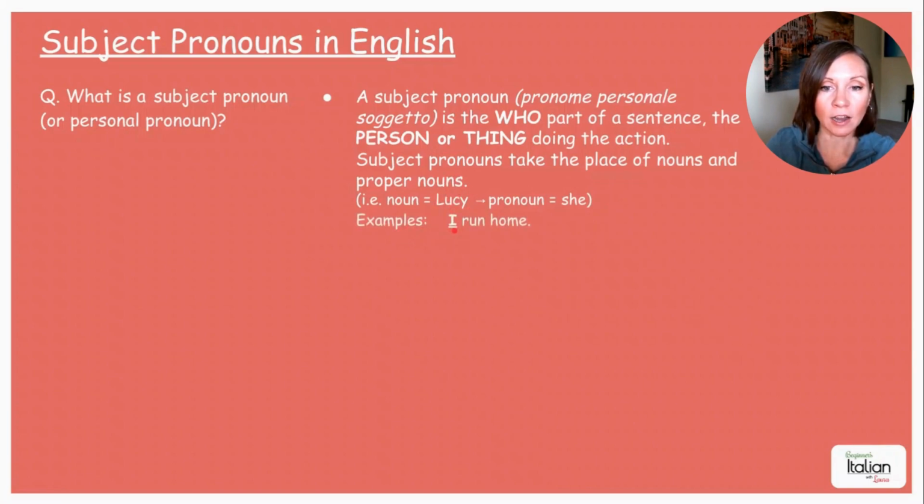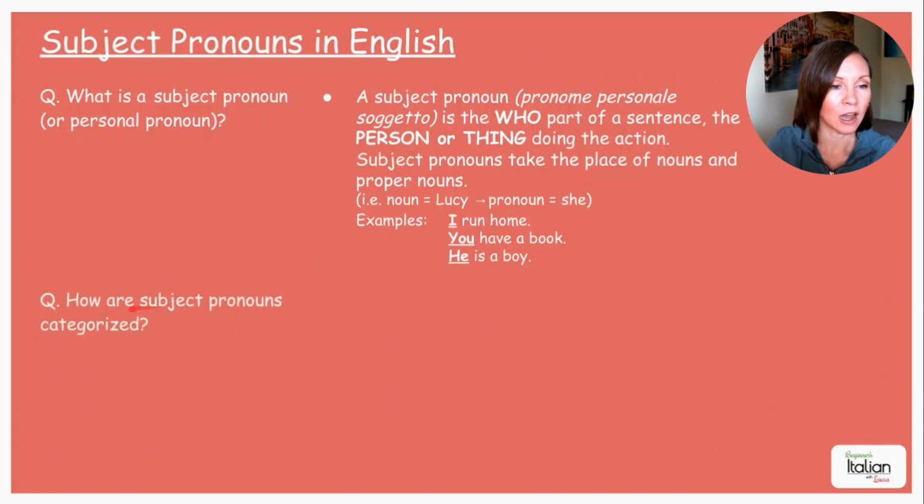So for example, I run home. What's the subject pronoun? I. You have a book. Subject pronoun? You. And he is a boy. Subject pronoun is he, because he's doing the action.